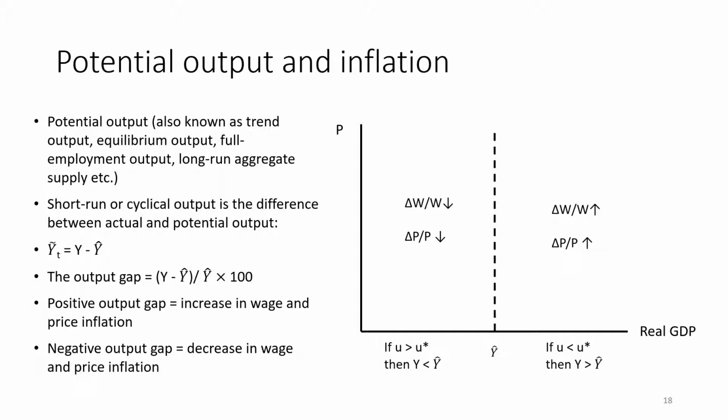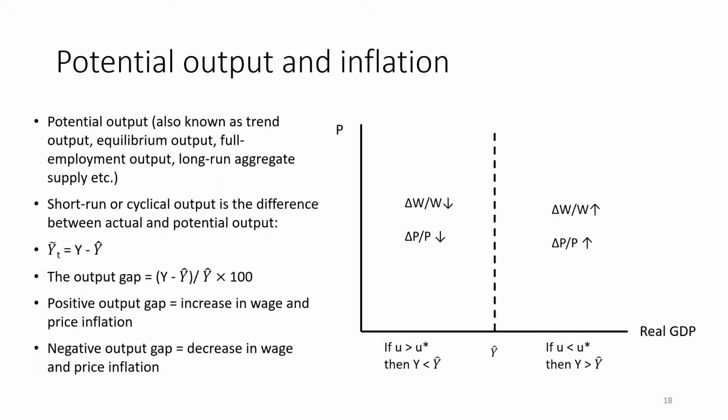Now we can basically start to put all of this analysis together to understand how the short run in the economy relates to the long run. So short run output is the difference between actual and potential output, and this is the cyclical component of output, or GDP. If short run output is positive, actual output exceeds trend or potential output. If short run output is negative, then actual output is lower than this trend or potential level of output.